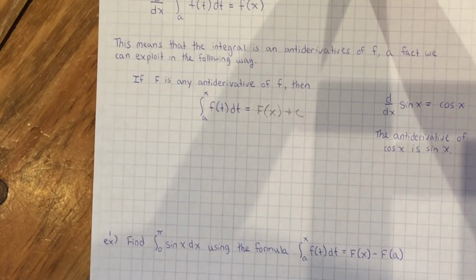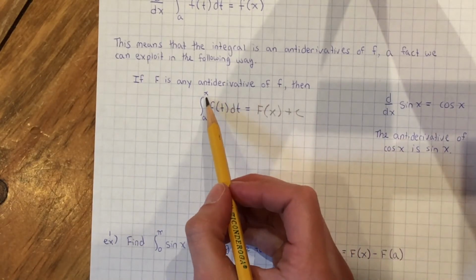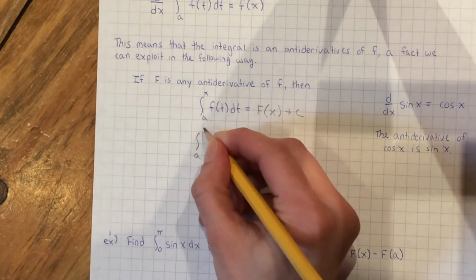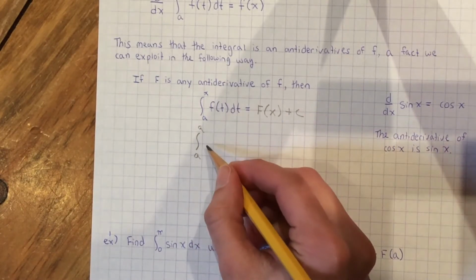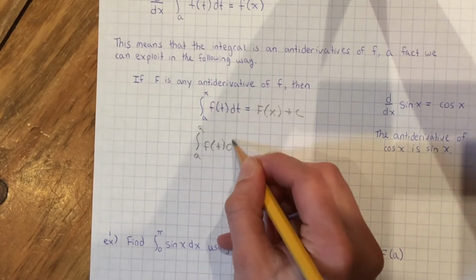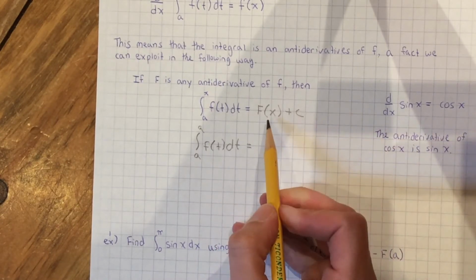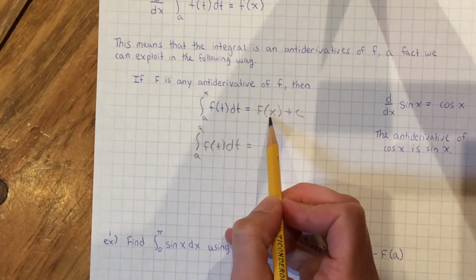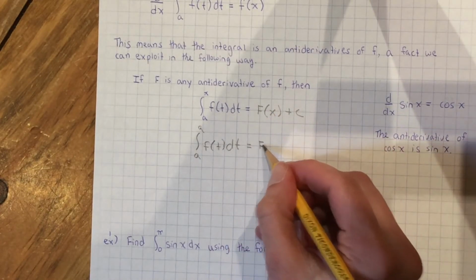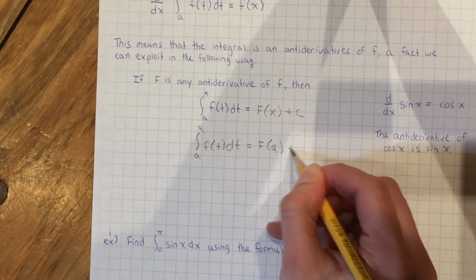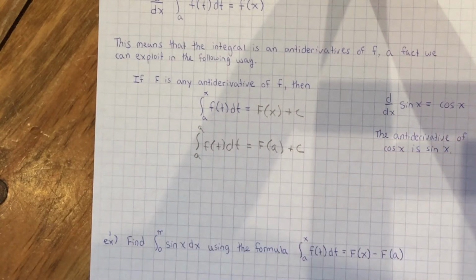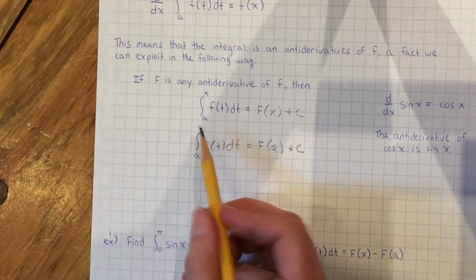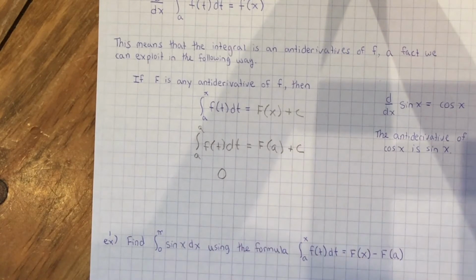Now we're going to take this a little bit further. I'm going to substitute this upper bound x for a. So now I'm going to have the integral from a to a of f of t dt is equal to, like I did up here, I'm going to take the upper bound and plug it into here. So I have the antiderivative of a plus c, c just being some constant. Well, we know that the integral from a to a is equal to 0. That was one of our integral rules.